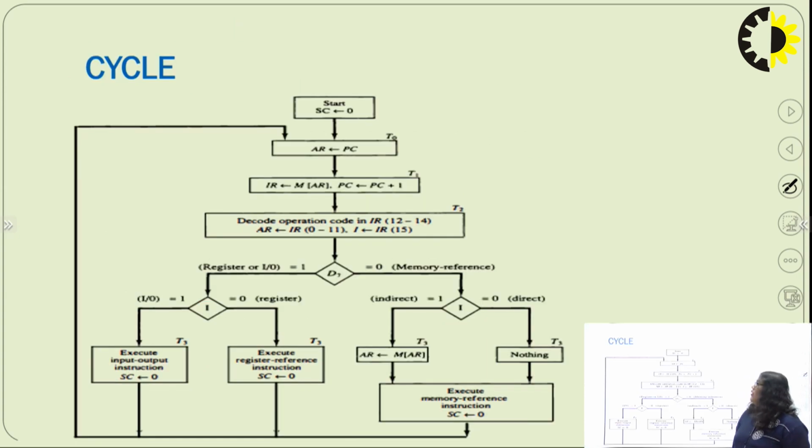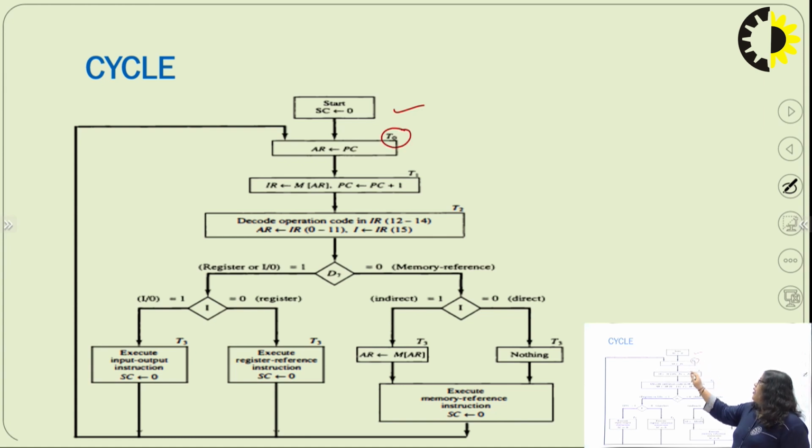So let's move on with the flow chart of the instruction cycle. This is a very important flow chart of the instruction cycle because each and every step is very well defined and important in the instruction cycle. So we start with the sequence counter going to 0. For each and every instruction we have to fetch, so at that time the sequence counter goes to 0.